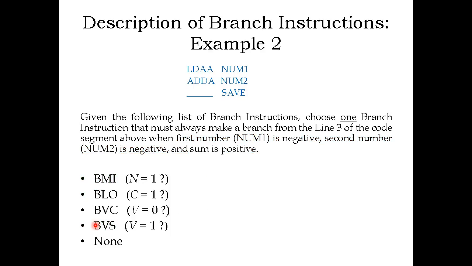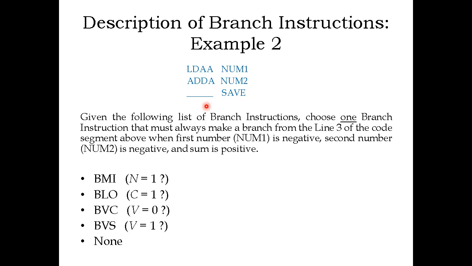Let's take another example here. Similar question. So in line 1, you are loading something in the accumulator A, and in line 2, you are adding another number to it. So in line 3, you need a branching. Now, can you tell what branching you will need that will must make a branch from line 3 when the first number is negative, second number is negative, but the sum is positive?